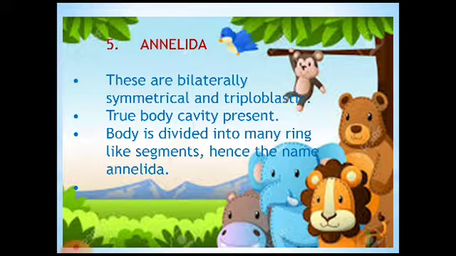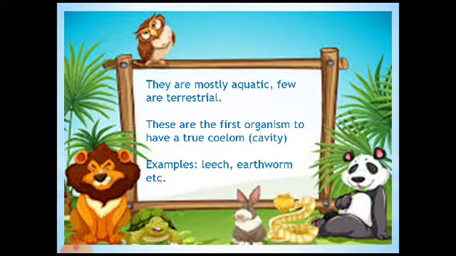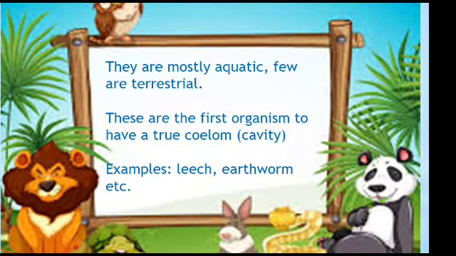When we talk about Annelida, these are bilaterally symmetrical and triploblastic. For this you need to refer to the other videos, where I have explained the meaning of bilateral and triploblastic. They have a true body cavity present in their body. Their body is divided into many ring-like segments, hence the name Annelida. They are mostly aquatic, few are terrestrial.